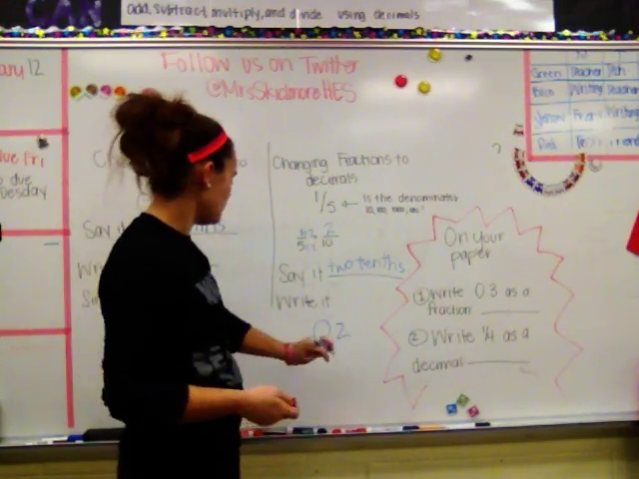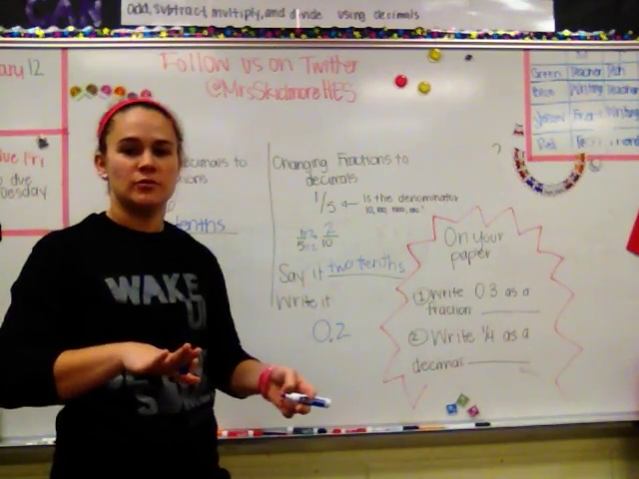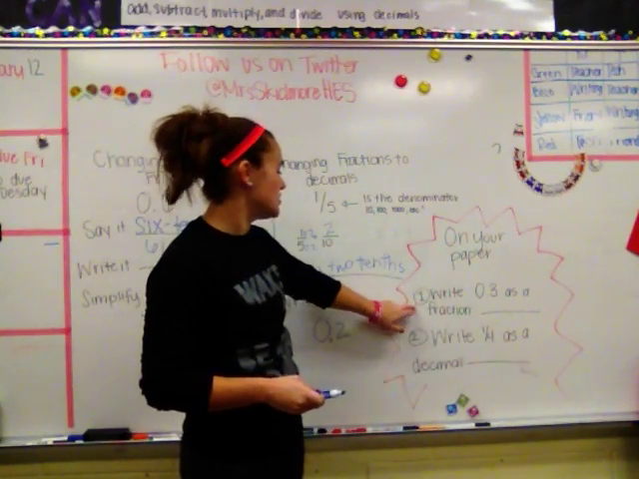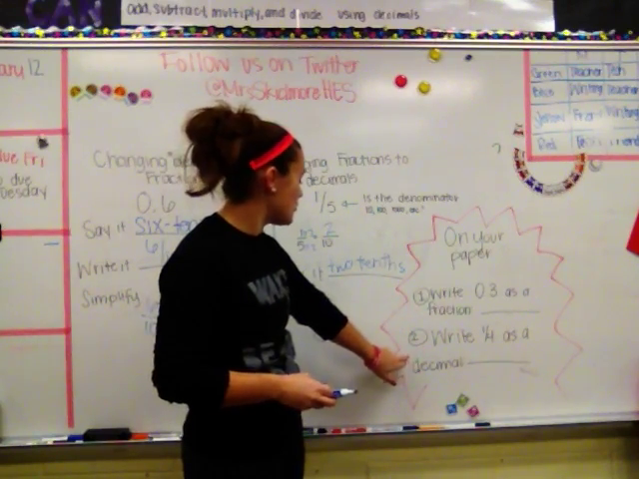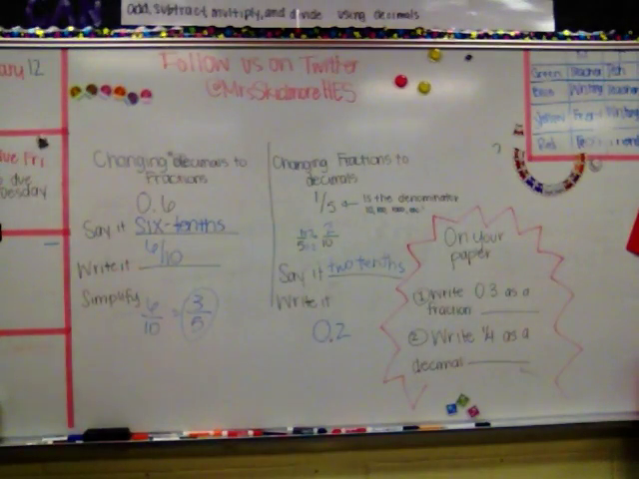Easy peasy. So, what I want you to do, after you finish the front side of your form, on the back of your paper, I want you to do this part. It's 2 questions. I want you to write 0.3 as a fraction, and I want you to write 1/4 as a decimal. You can use this up here to help you.